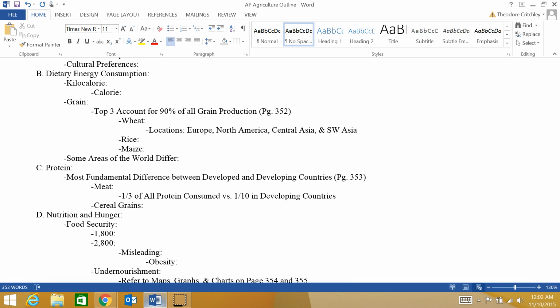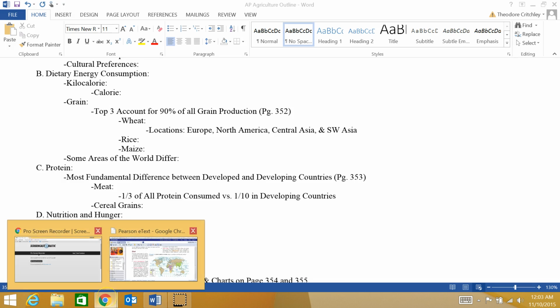So that's what you can put next to grain right there. This grain is the majority of the kilocalories or calories in the world today. Now, when we're talking about grains, there's different types of grains out there, but the big three that we want to mention, you can see I already have them listed right here, are wheat, rice, and maize. These top three, the big three, account for 90% of all grain production in the world, you guys.